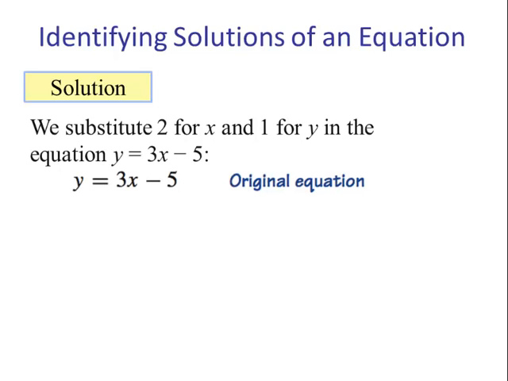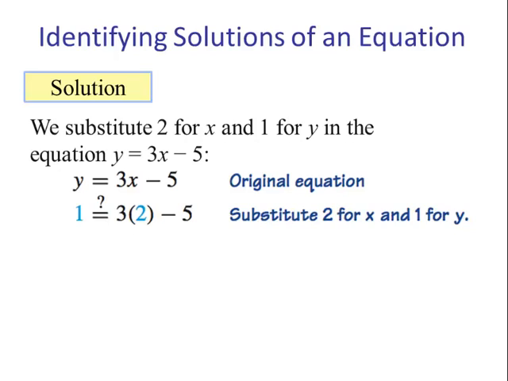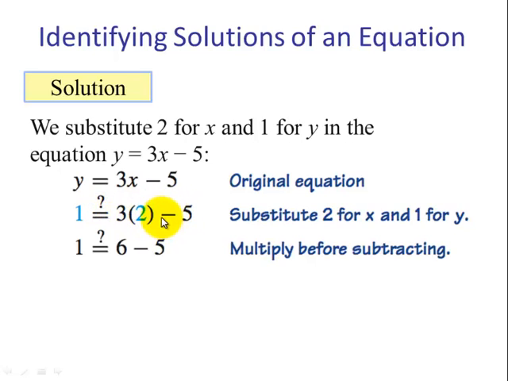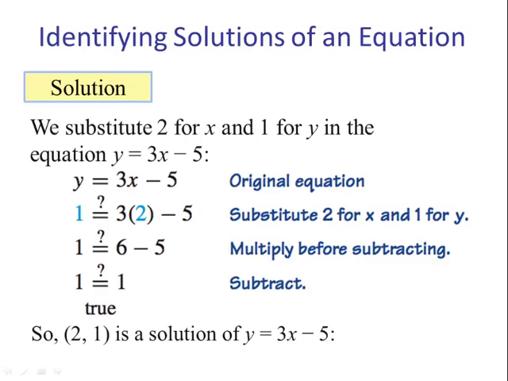So we start with the original equation. We substitute our values in, 2 for x and 1 for y. Following the order of operations, this becomes 6 minus 5, so the right hand side becomes 1. The left hand side is 1. So we have a true statement, which means that (2, 1) is a solution to the equation y equals 3x minus 5.